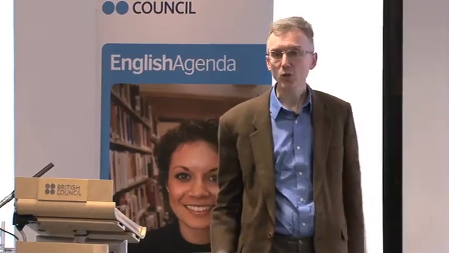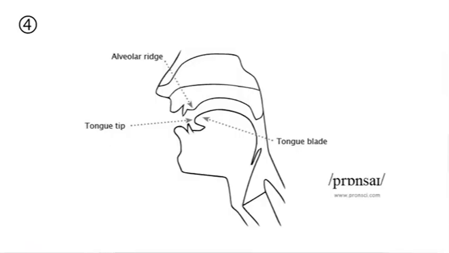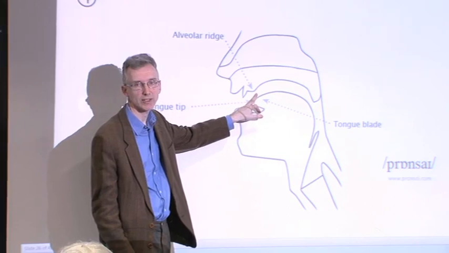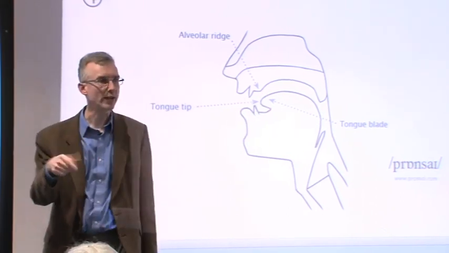Now, in order to work on this, this is why it's important to have done this earlier work at the start of the course, because they are going to have to be aware of where their alveolar ridge is, and the fact that the tongue has a tip, but it also has an area just a few millimeters back called the blade. And in most languages, sounds like T, D, N, and L are created because the blade of the tongue, sitting just here, comes in contact with the alveolar ridge. And that's going to change for English in a way that we're about to see.